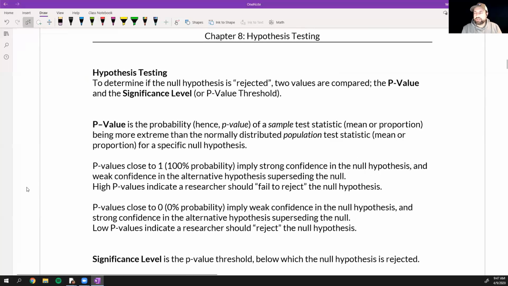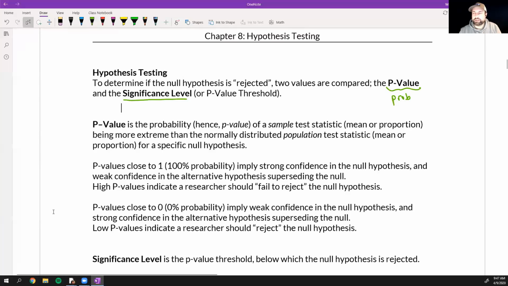And so when we get into hypothesis testing, what are the players? What are the numbers that we want to calculate? So this is some familiar vocabulary, but we're going to apply it in a specific fashion. We're going to talk about the p-value. The p-value is a probability value, and you're probably used to that. And we're also talking about a significance level, or the p-value threshold.